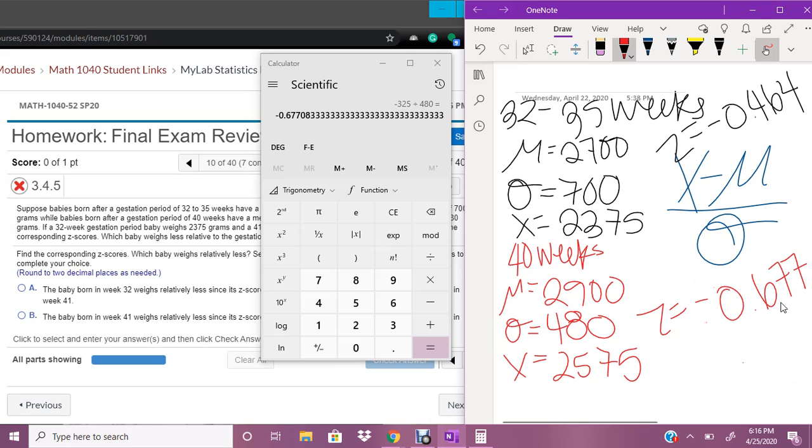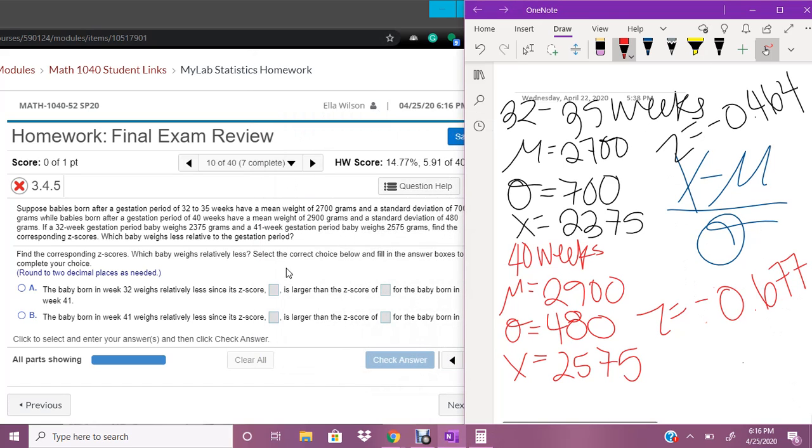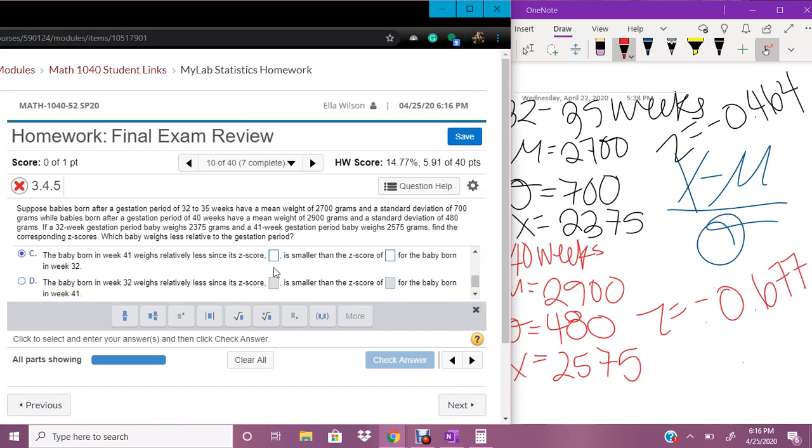All right, so this one is less than this one, right? Because negatives, so this is less than. So our 41 week baby is relatively less. We want less because it's smaller than this one right here.